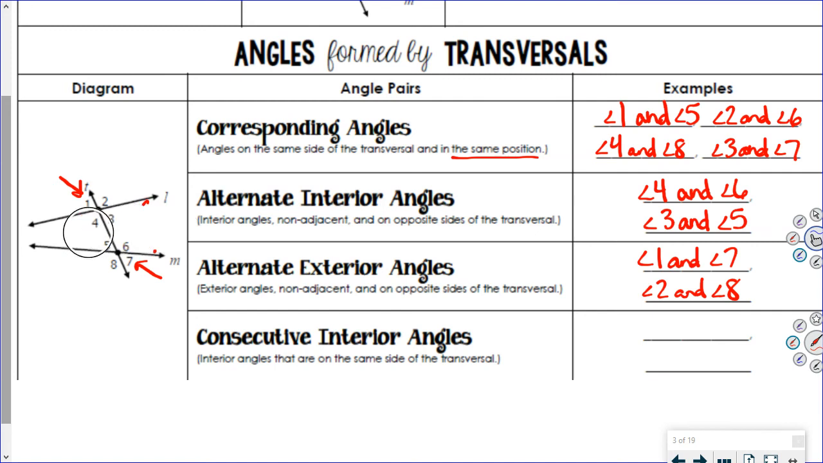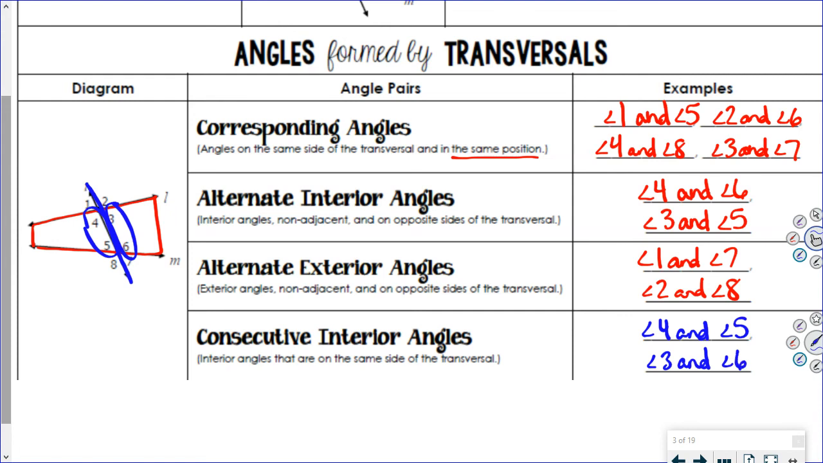Okay, consecutive interior angles. If we look at those, again, we're going to go back to the interior angles. Consecutive means that they're on the same side of the transversal. So if we look at that transversal, splitting that picture up, 4 and 5 are going to be same side, 3 and 6 are going to be same side. So angle 4 and 5 are considered consecutive interior, and then 3 and 6 are considered consecutive interior.